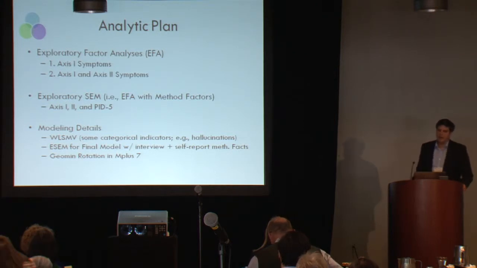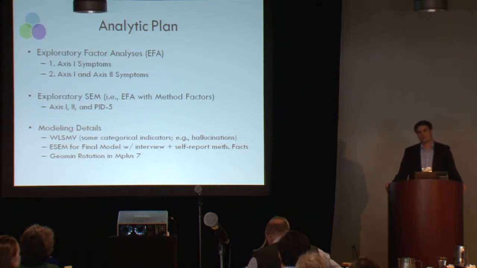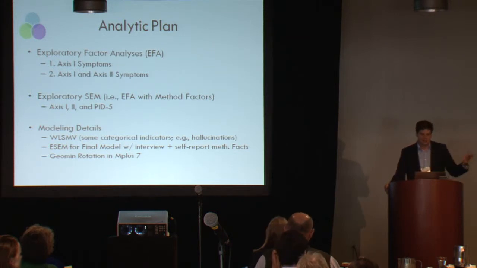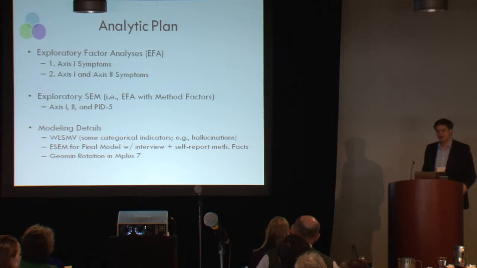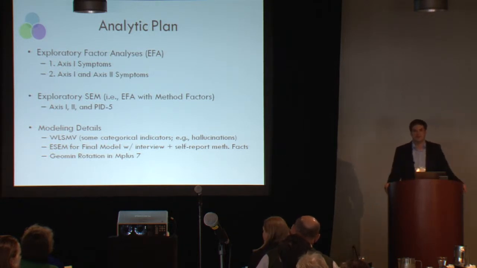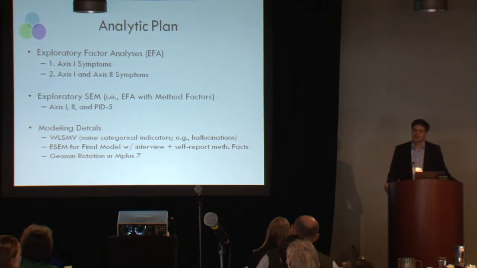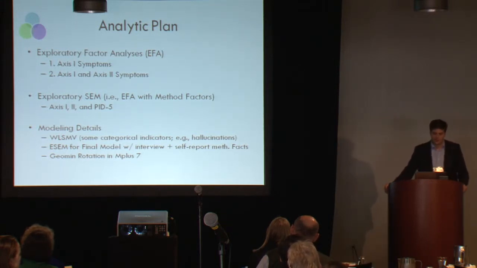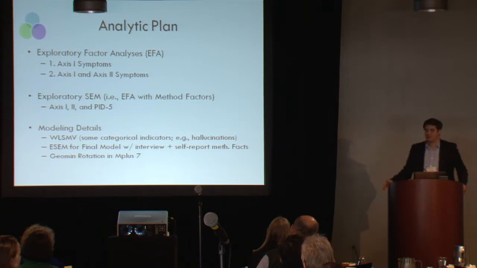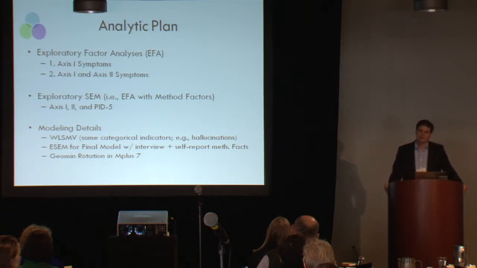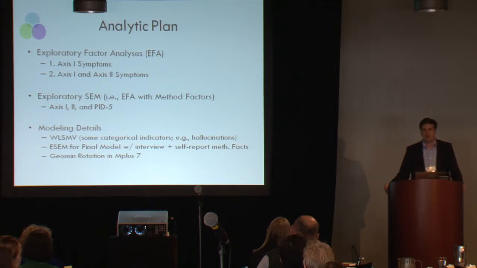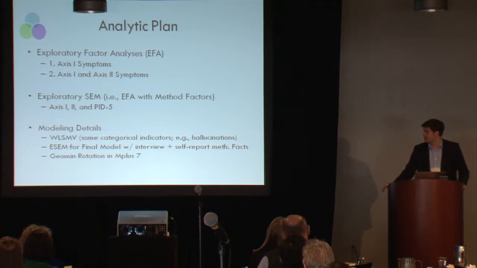So the analytic plan for this, to show you that our data are orderly and come out in the way that they do in other samples, I'm first going to show you an exploratory factor analysis in just the axis 1 symptoms, to see if we get the 3 factors that you would expect: internalizing, externalizing, and psychosis or thought disorder. But then I'm going to include the axis 2 symptoms, and I'm showing this by themselves as well because, like I said, this has not been done frequently. There are only a few studies that have looked at that.